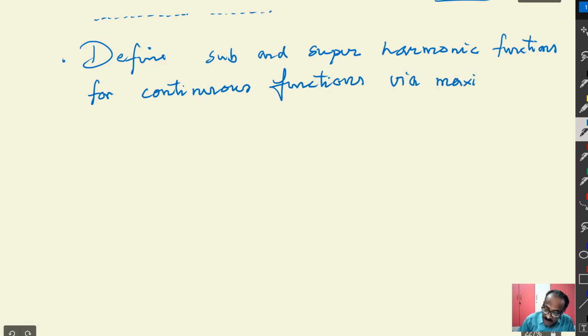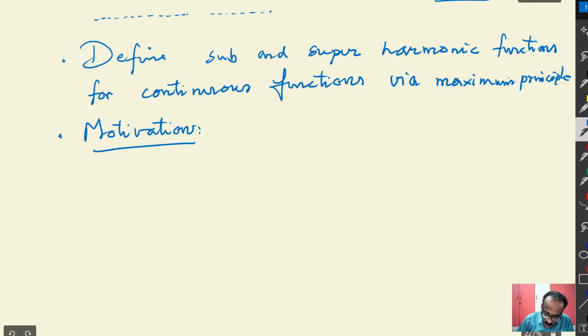This is what we are going to do, because these are some of the defining properties of harmonicity, the maximum principle. So let me give you a motivating argument and then we will use it as a definition. Okay. Motivation.